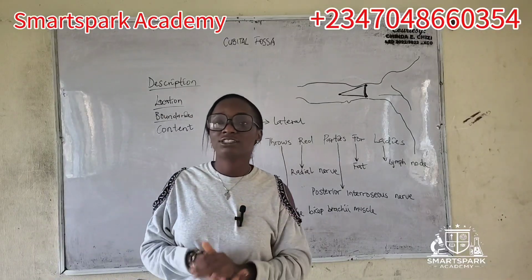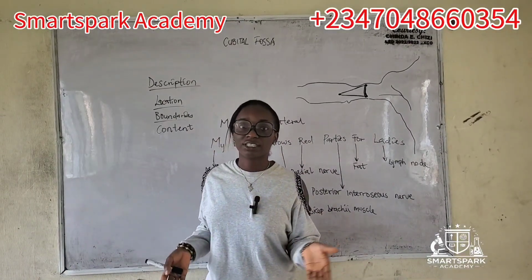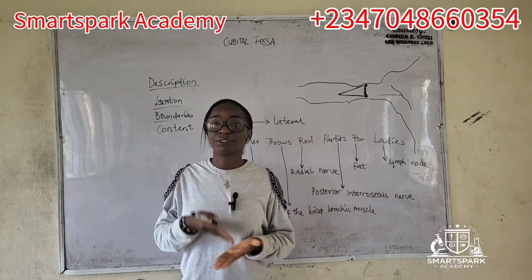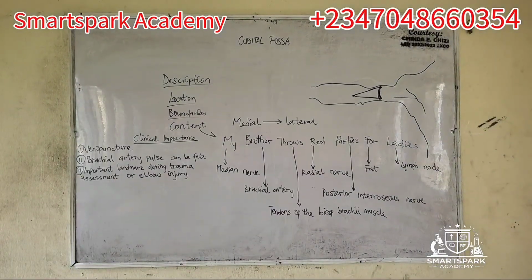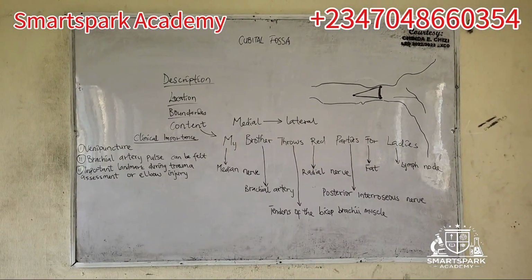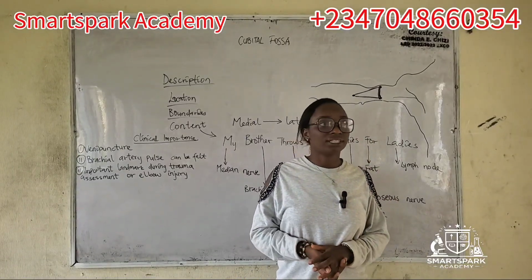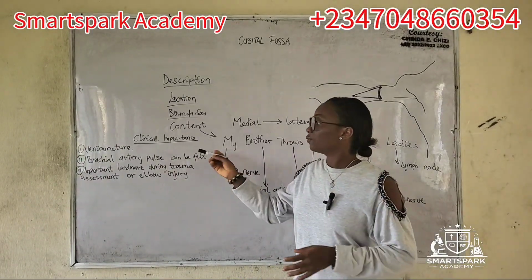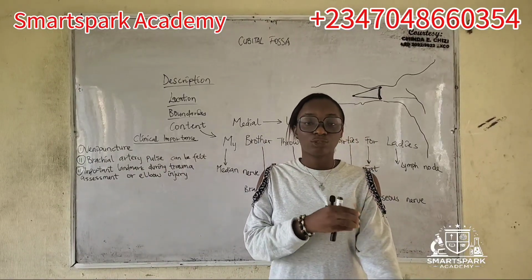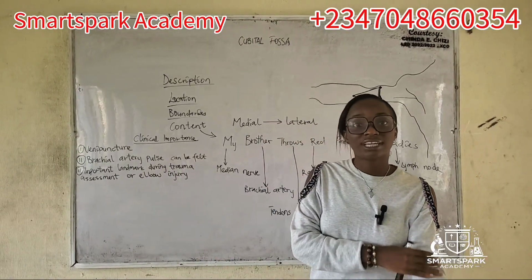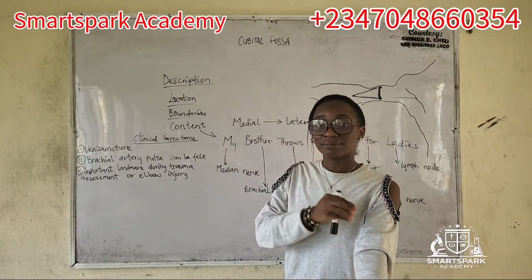Now we are going to talk about the clinical importance of this cubital fossa. Why is it an important aspect in anatomy? Now on the clinical importance of the cubital fossa, we have venipuncture. Now, this is piercing the vein to get blood. The cubital fossa is a very important anatomical landmark in that venipuncture can be done here.